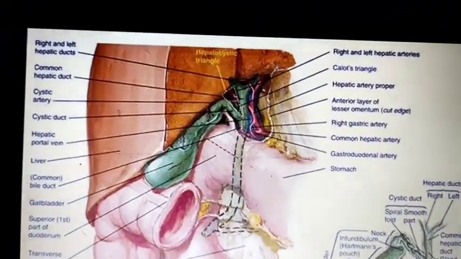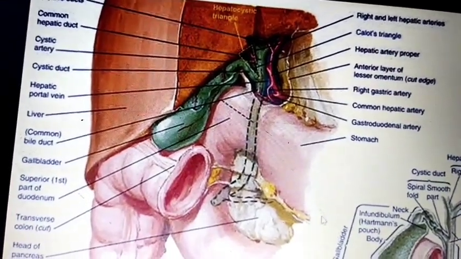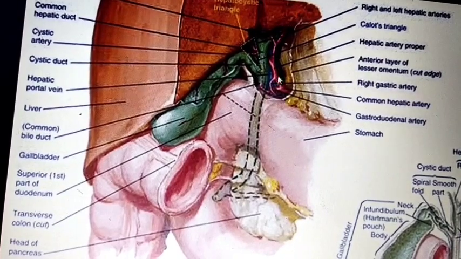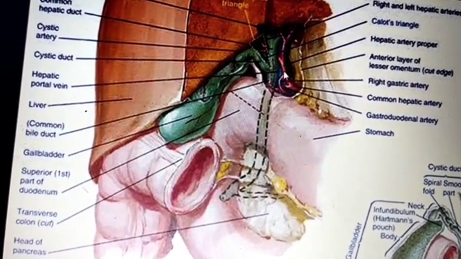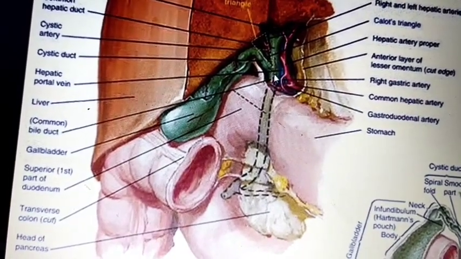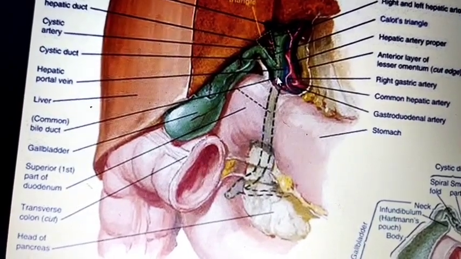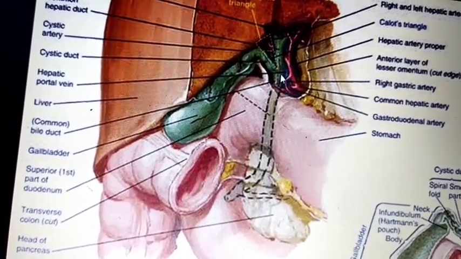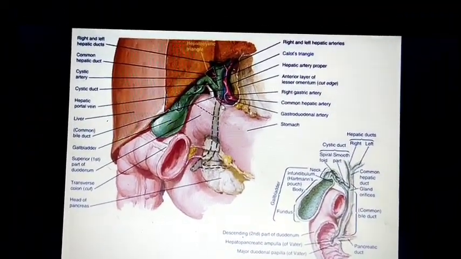Like that. And you can see this is a portal triad: this is the bile duct, this is the portal vein, and this is the hepatic artery. The bile duct is always lateral to the artery, lateral to the portal vein, or just above the portal vein. You can go for the next slide.